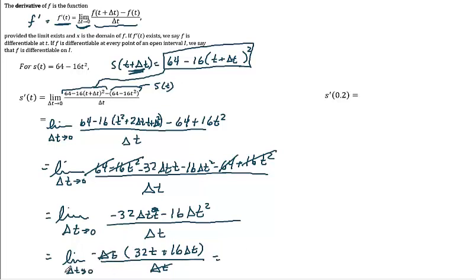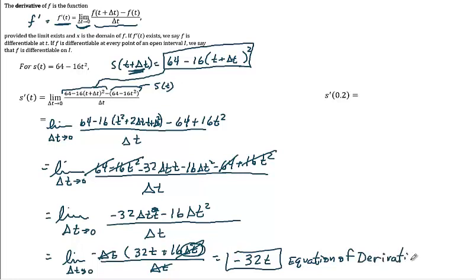Then I can plug in delta t equals 0 because it's going there, and if I plug in 0 for this term right here, this term drops, leaving me with negative 32t. And that is your equation for the slope at any point along the curve. That is the equation of the derivative for this function, or slope. So it's the equation for the slope at any point along the curve.